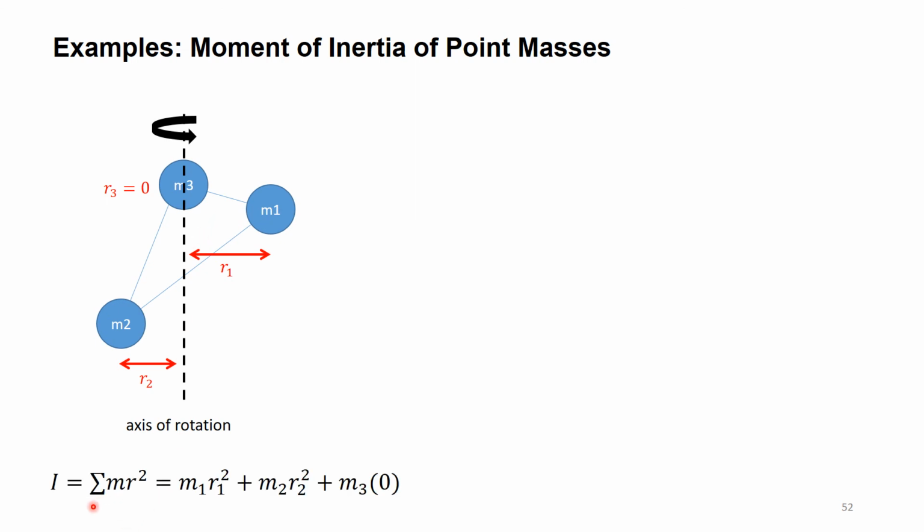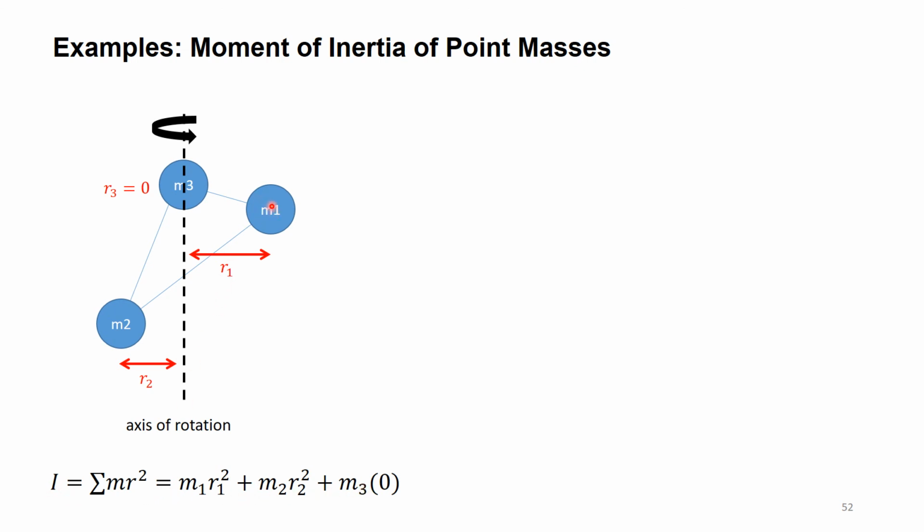And then you calculate moment of inertia with this equation. Moment of inertia is the summation of mass times r square. This symbol is sigma, it means summation. So you take every mass and multiply with this r square, then add it up for all the masses. You'll get your moment of inertia.